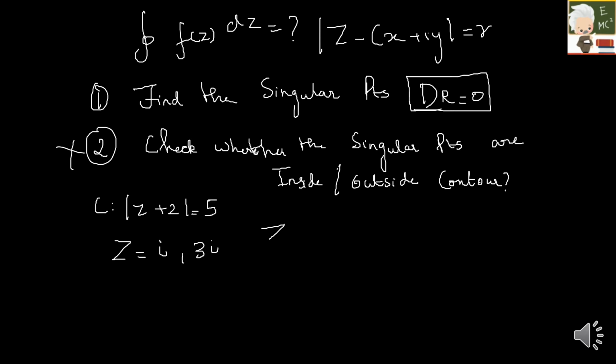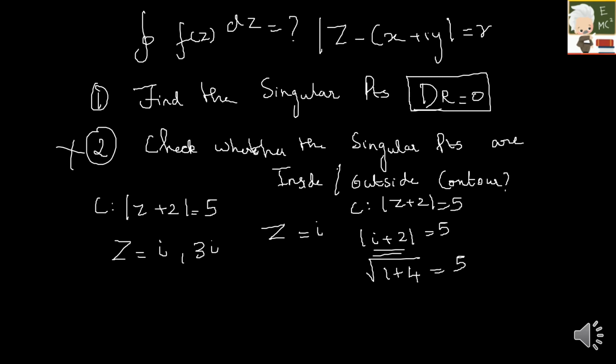So first let me check z = i. In the contour |z + 2| = 5, I have to substitute z. So it should be |i + 2|. This is inside the modulus, so I have to find the magnitude. It should be the square root of i squared, which is minus 1, but inside the modulus you should take plus 1 only. So 1 plus 2 squared, which is 4, gives root 5.